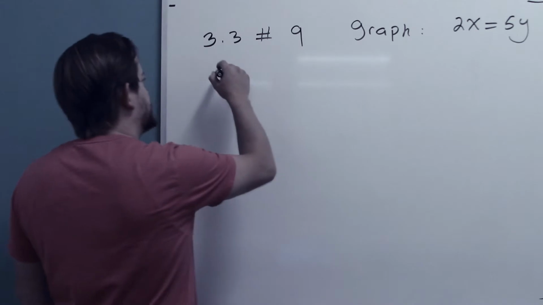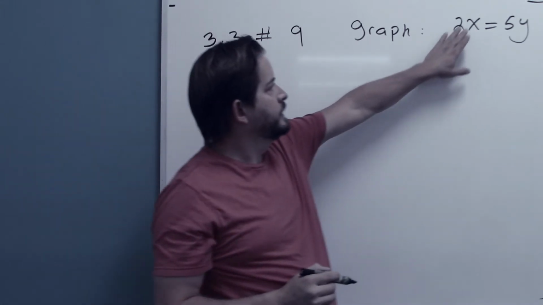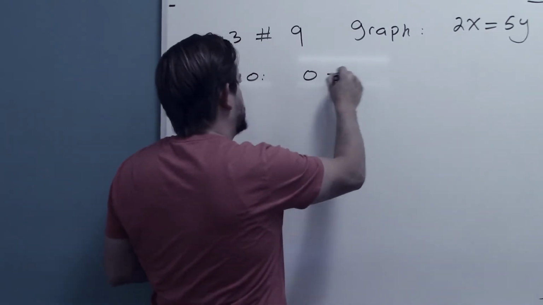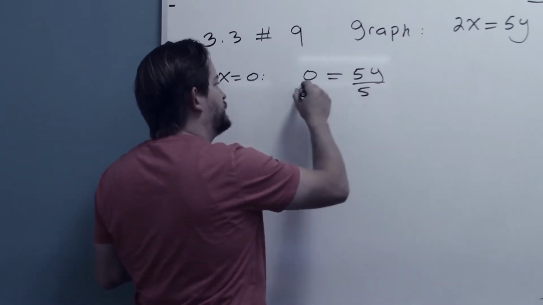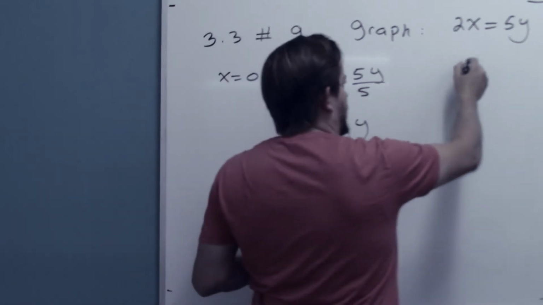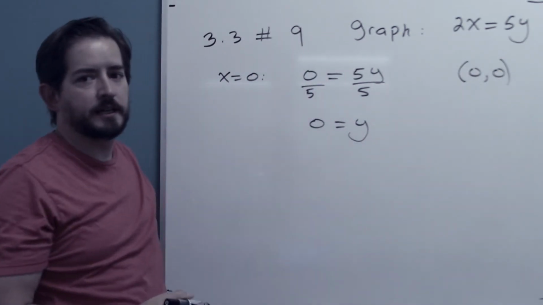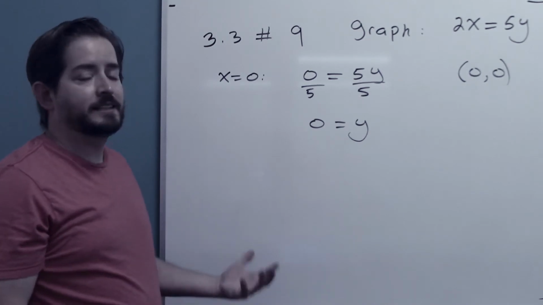We can say, what happens if x is 0? Well, if x is 0, the left-hand side here is 0. 0 equals 5y, and of course if I divide by 5, I still end up with y is 0. So I have a point, 0, 0, that's my intercept, but it's both intercepts, right? And so we just have to find some other point.